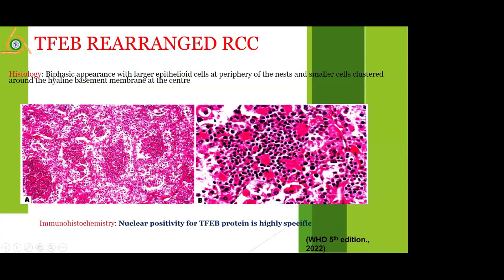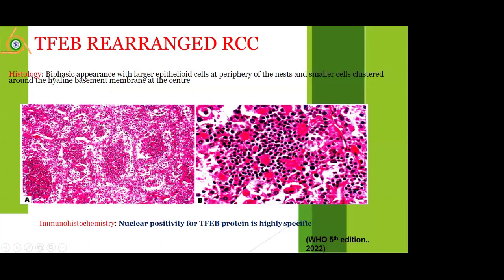Next slide, yeah. So again, to highlight the biphasic morphology, you have these papillae or alveolar spaces lined by clear cells, and in between you have these small cells. There are larger epithelioid cells in the periphery, and small cells clustered around this hyaline basement membrane material in the center. So this is the look of a TFEB rearranged RCC.